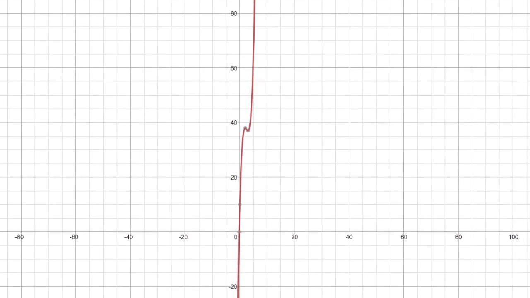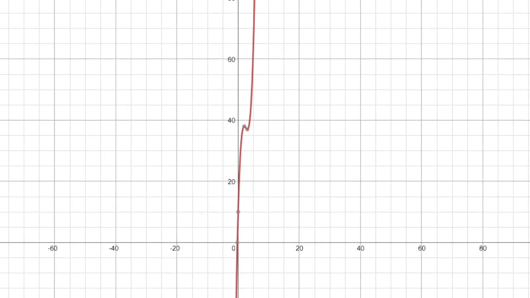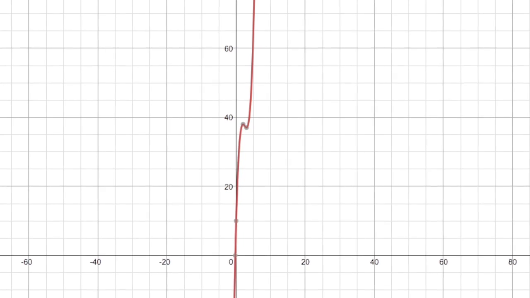Just for us to get an idea of how the function looks, I put it into Desmos graphing calculator and graphed it.